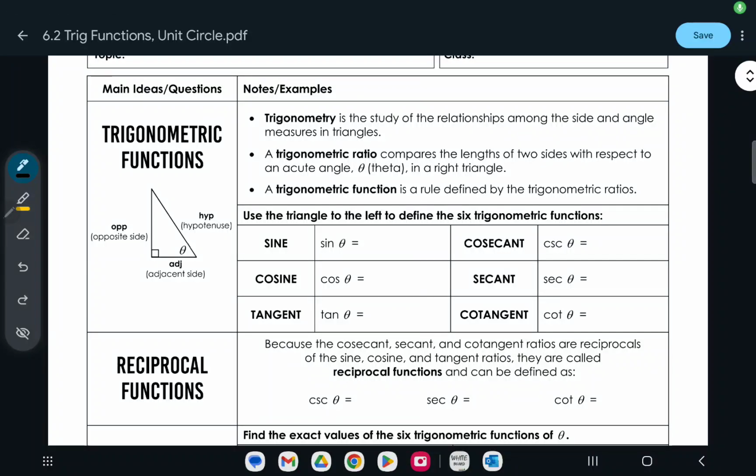Looking at trig functions and the unit circle. Trig functions are just a ratio of the sides. We're going to pretend theta is our angle here. So this will be the opposite side, adjacent side, hypotenuse. Hypotenuse is always across from the right angle.